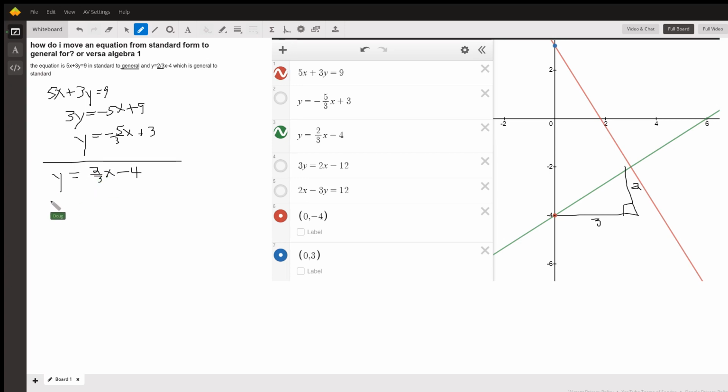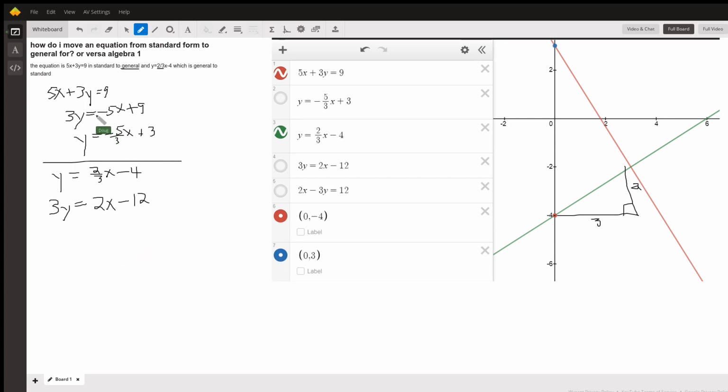So if I multiply every term by 3, this term becomes a 3y. I take 3 times this term, the 3's cancel out, I just get a 2x. And if I multiply the -4 by 3, I get a -12. It's called the multiplication property of equality. If expressions are equal and you multiply both expressions by the same number, the new expressions will still be equal.